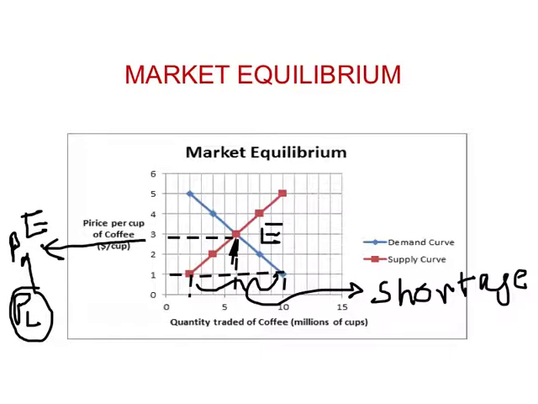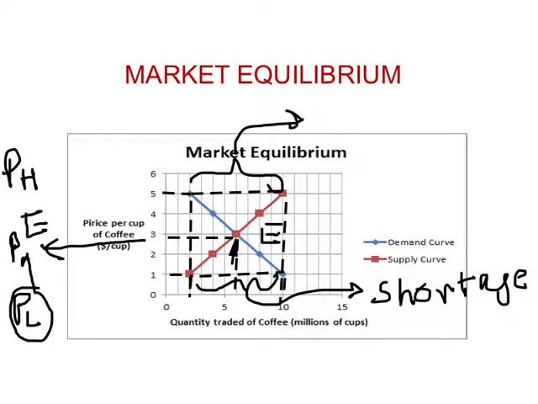Now look at another price. Let's call this PH, which is higher than equilibrium price. At this price of $5 per cup, how much is quantity demanded? It is 2 million cups of coffee. How much is quantity supplied? It is 10 million cups of coffee. Or in other words, supply is greater than demand, or what we have is a surplus in production, or a situation of inventory buildup, or what we call excess supply.